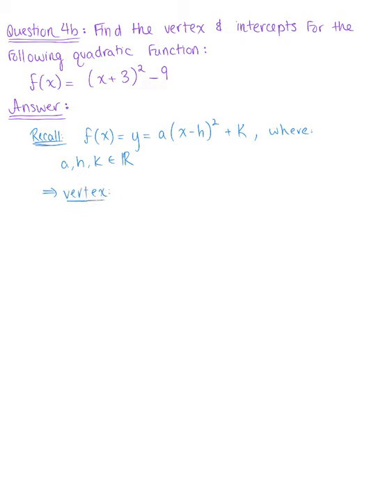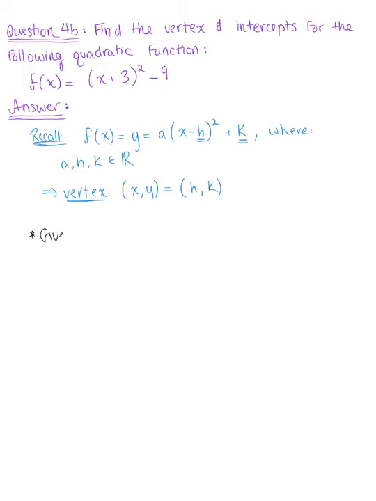So the vertex is the turning point of the parabola, our quadratic function, where the x-coordinate is defined as h, and the y-coordinate is defined as k. So we're going to be using this with our given function. So let's see here.